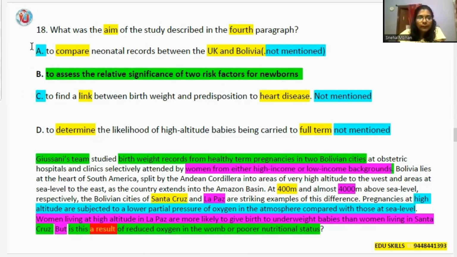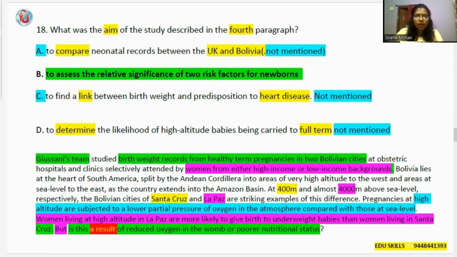Next, answer option A. Now I'll be explaining how I eliminated other answer options. Answer option A says to compare neonatal records between the UK and Bolivia. See, if you read the question along with the answer option, that is, what was the aim of the study described in the fourth paragraph? Is it to compare neonatal records between the UK and Bolivia? Is anything mentioned about the UK in the text? No, it is not mentioned. So we are eliminating answer option A. It is only mentioned regarding two Bolivian cities.